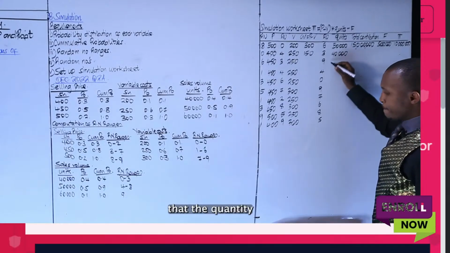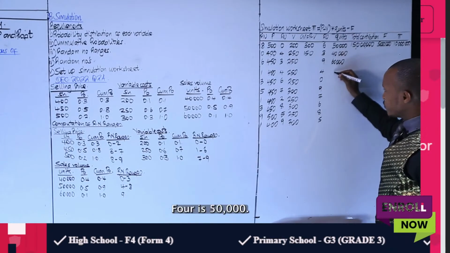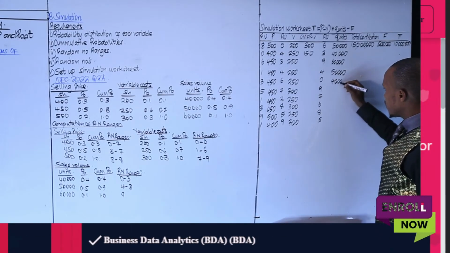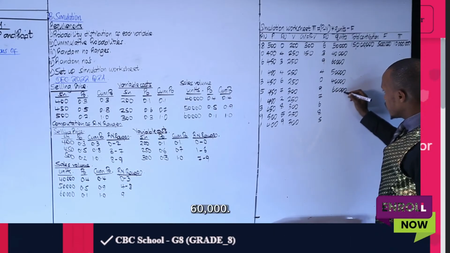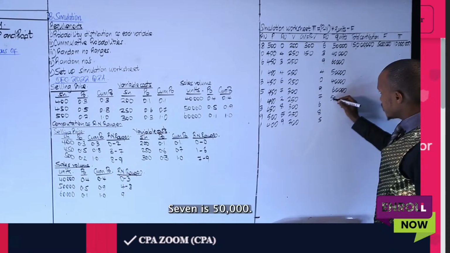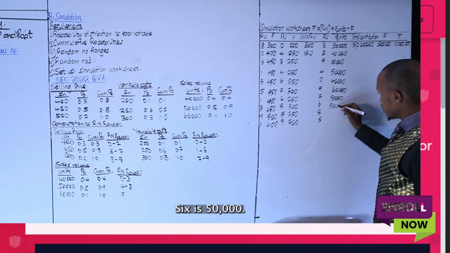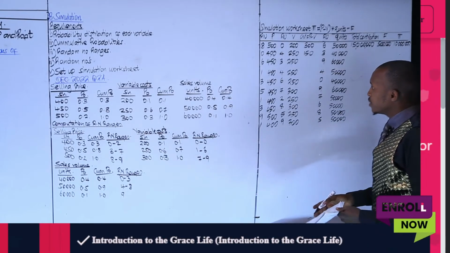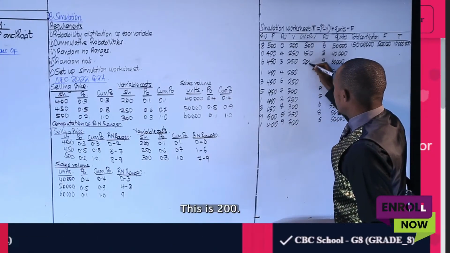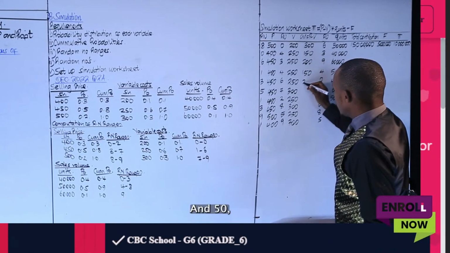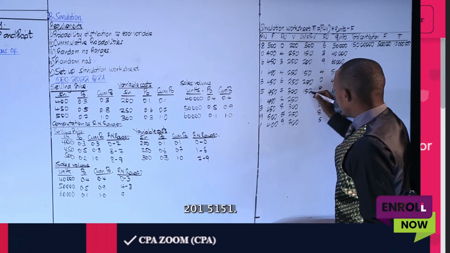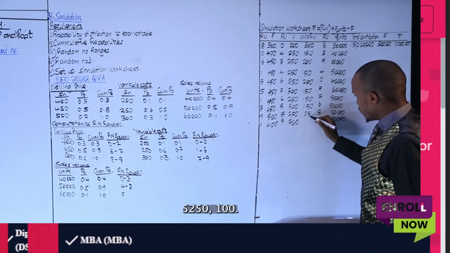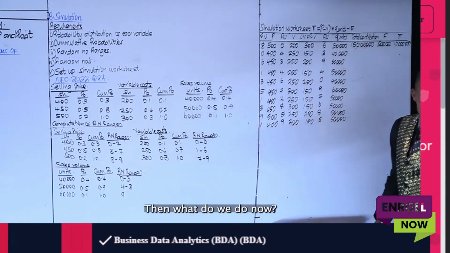The quantity: 9 is 60,000. 4 is 50,000. 0 must be 40,000. 60,000. 7 is 50,000. 6 is 50,000. 50,000, and lastly 50,000. The contribution margins are 200, 150, 200, 150, 150, 150, 250, 100.